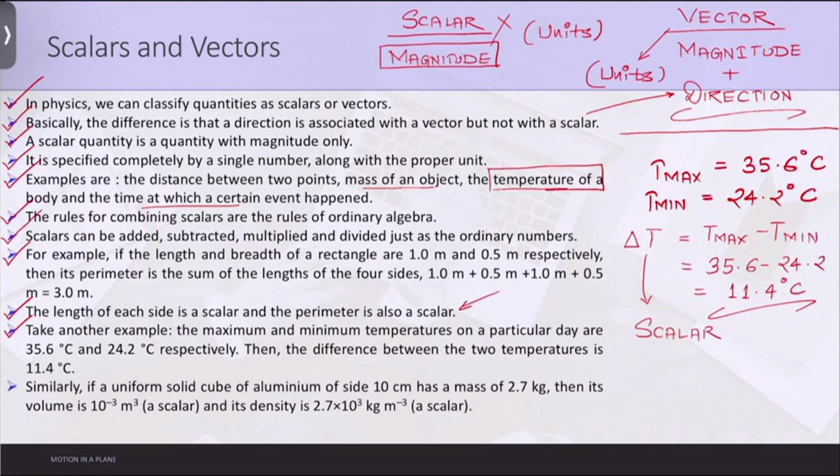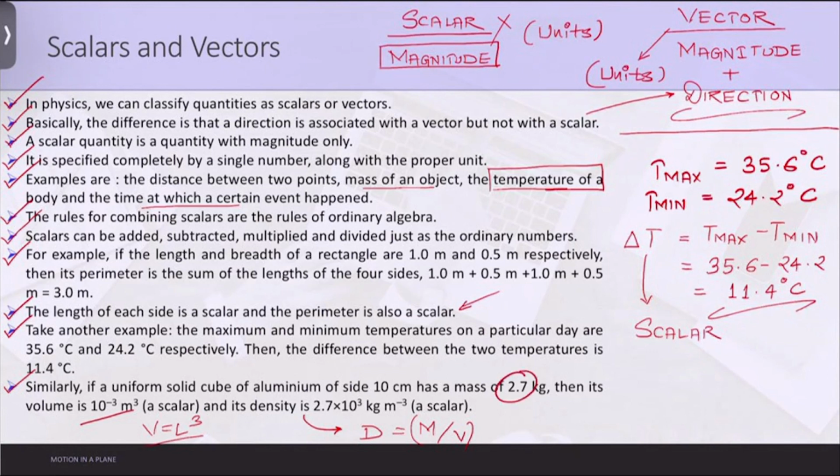Similarly, if a uniform solid cube of aluminium of size 10 centimeter has a mass of 2.7 kg, then its volume is 10 to the power minus 3 meter cube. Quite evident. How is this calculated? It's nothing but V is equal to L cube, right? And how is density calculated? Density is nothing but mass by volume. So mass is given to you in the question, that is also a scalar.